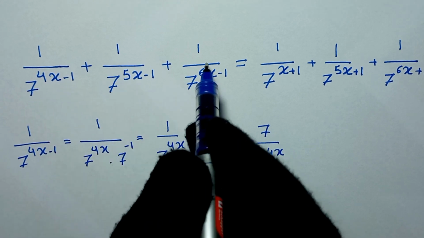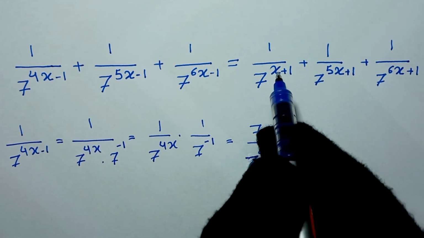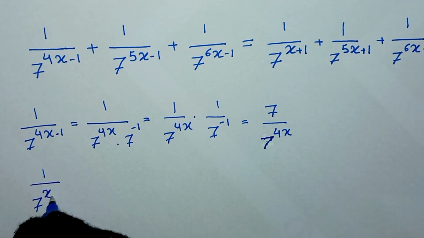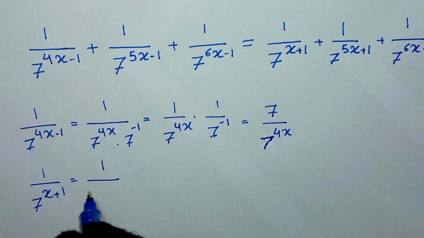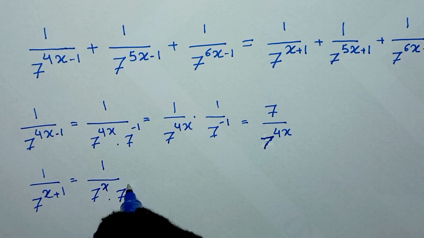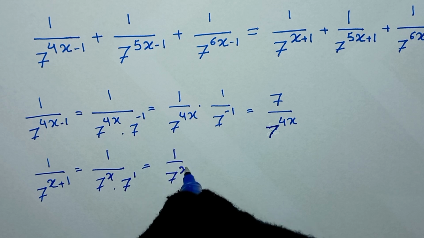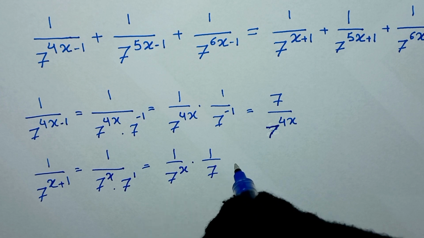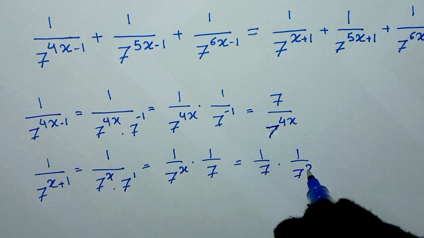And for these two fractions, also we can write in this form. And in here we have 1 over 7 to the power of x plus 1. So we write in here 1 over 7 to the power of x plus 1. And from the exponential rule, we can write this denominator as 7 to the power of x times 7 to the power of 1, right? And this is equal to 1 over 7 to the power of x times 1 over 7 to the power of 1, it will be 7. And in here, also we can write this as 1 over 7 times 1 over 7 to the power of x, right?